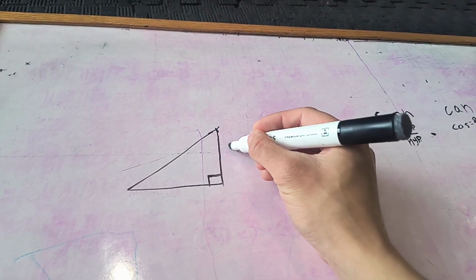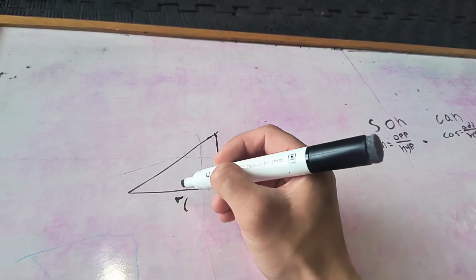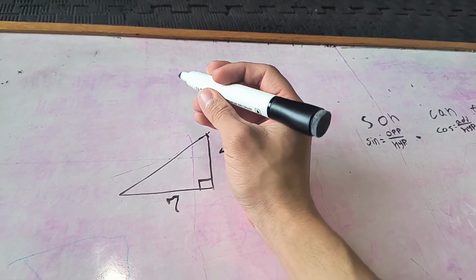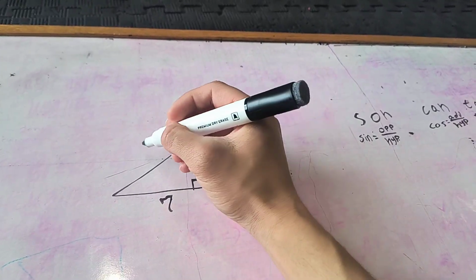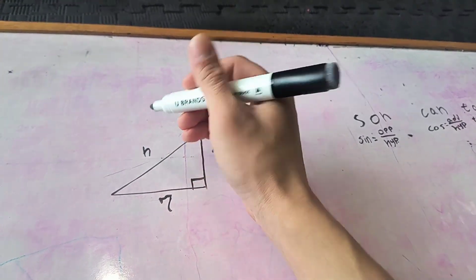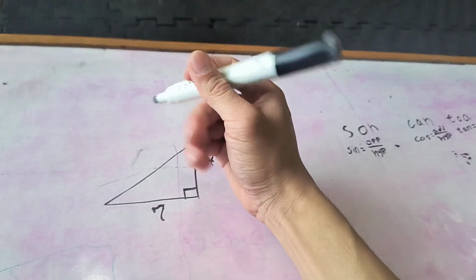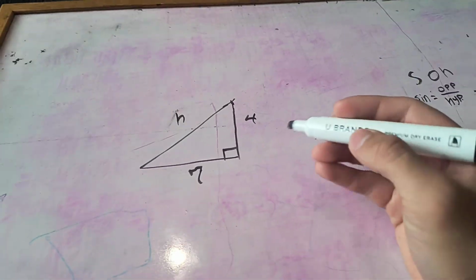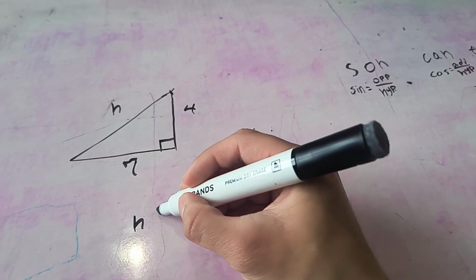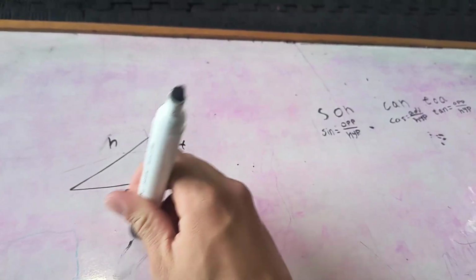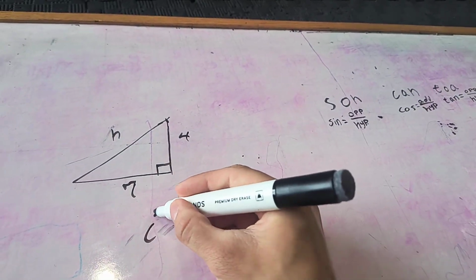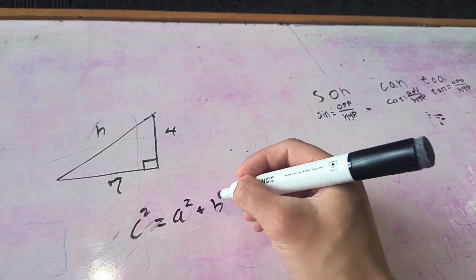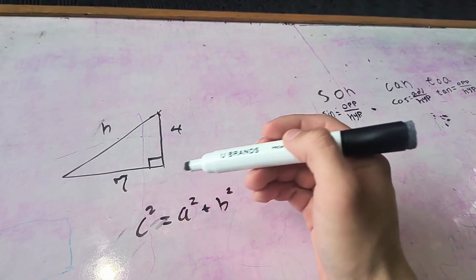Let's say this is 4. This is 7. We're trying to find the hypotenuse. So when we find the hypotenuse, c squared is equal to a squared plus b squared. This is a and this is b.